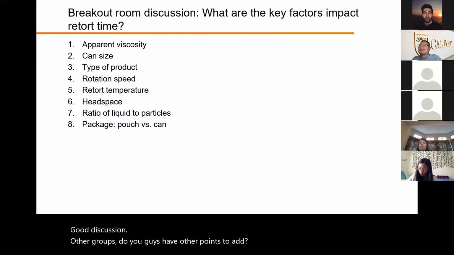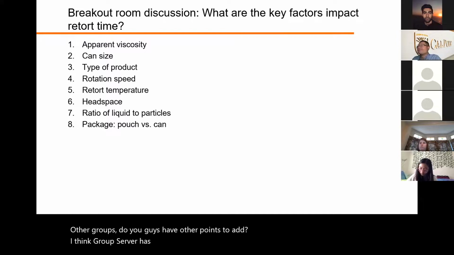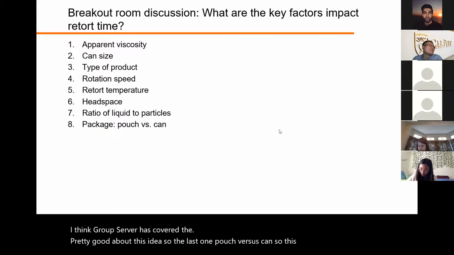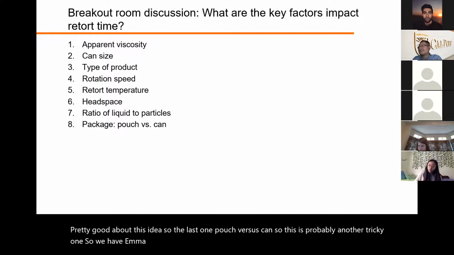Okay, I think group 7 has covered this idea pretty well. So the last one, pouch versus can. This is probably another tricky one. So we have Emma, Jackson, and Michaela.